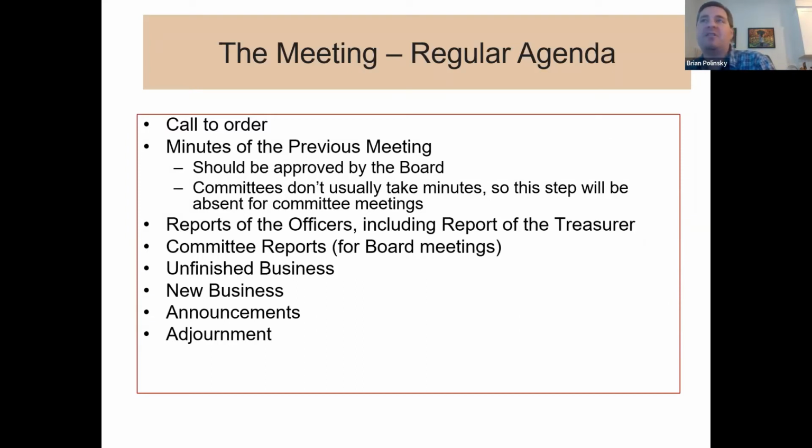It says here, our association's committees do take minutes. Is there anything else we need to know? No, then just follow what I'm saying for the regular agenda, which is approving the minutes of the previous meeting every time you have a committee meeting.